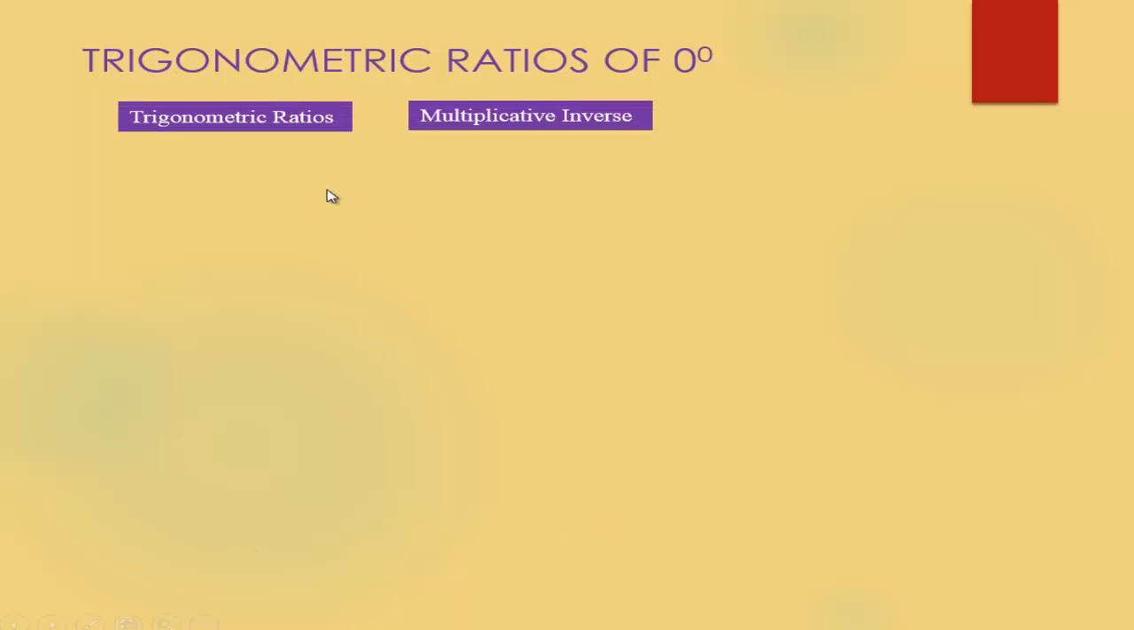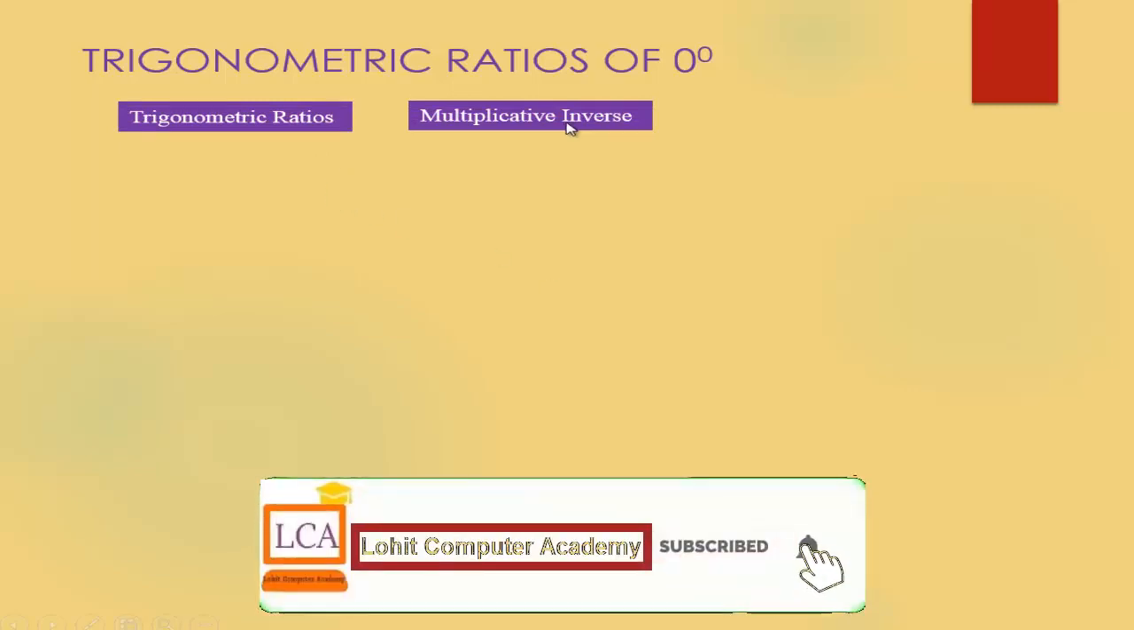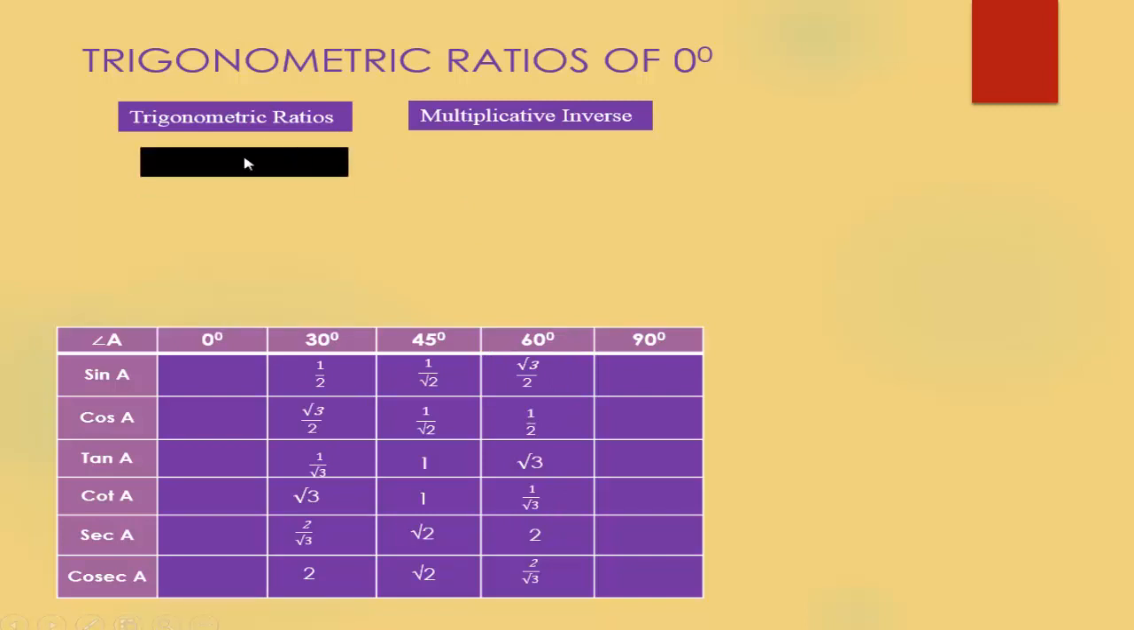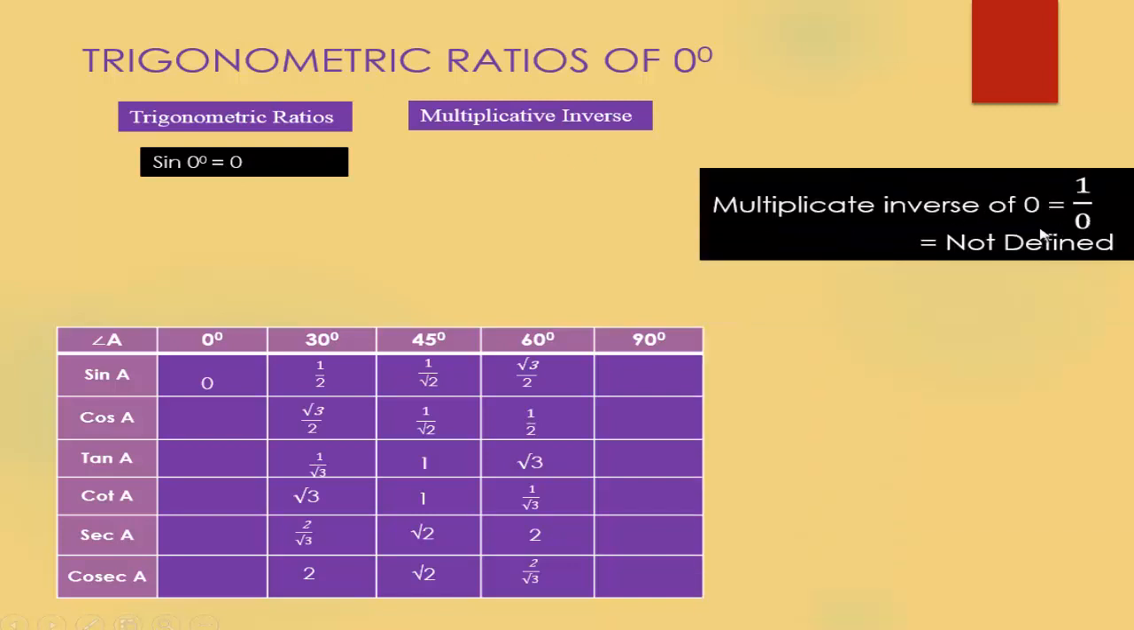Now let us see the multiplicative inverses of the trigonometric ratios of angle 0. In the previous class we already discussed the trigonometric ratios of 45 degrees, 30 degrees and 60 degrees. Now for angle 0, sin 0 equals 0, and the multiplicative inverse of sin is cosecant. Cosecant 0 is the multiplicative inverse of 0, which is 1 by 0, that is not defined. Therefore cosecant 0 is not defined.